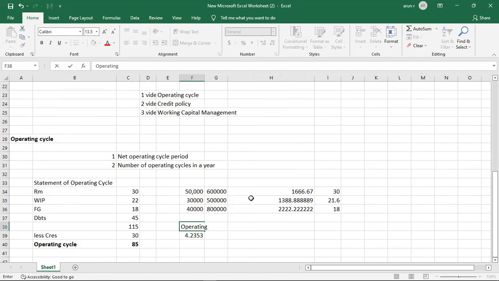Number of operating cycles in a year equals 4.23 times. Okay. The next sum we can do faster and complete the operating cycle.